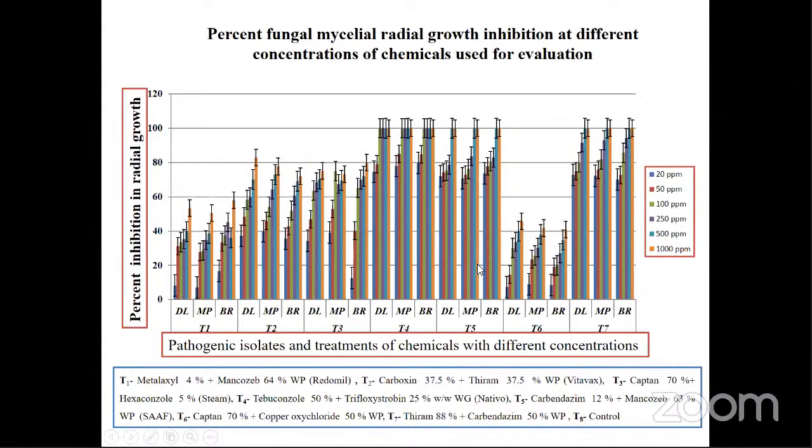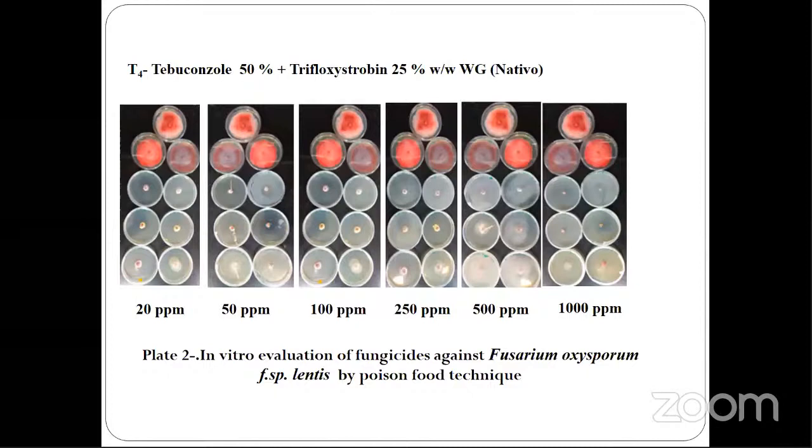This is the picture showing that only the treatment tebuconazole plus trifloxystrobin gave a good result, with less mycelial growth at all concentrations. It showed 100% mycelial inhibition. Among the biocontrol agents, Trichoderma showed good results, and among the chemicals, tebuconazole plus trifloxystrobin was good. Thank you, sir.